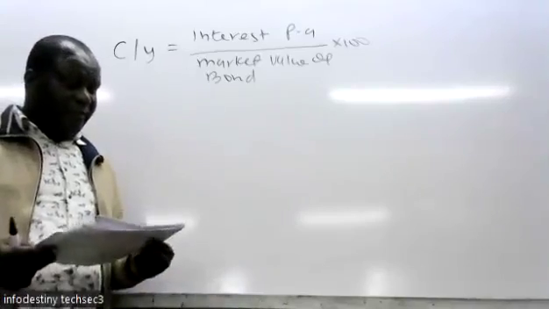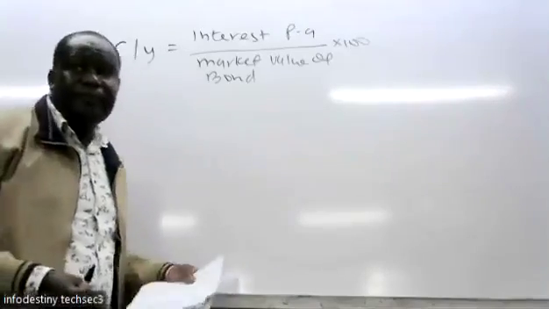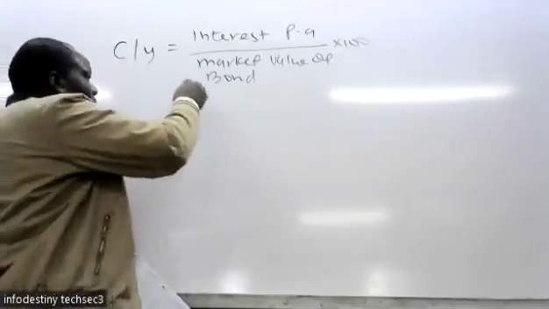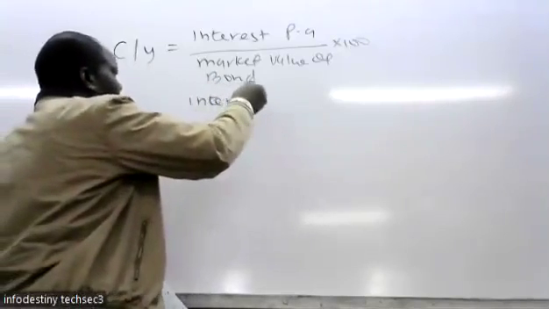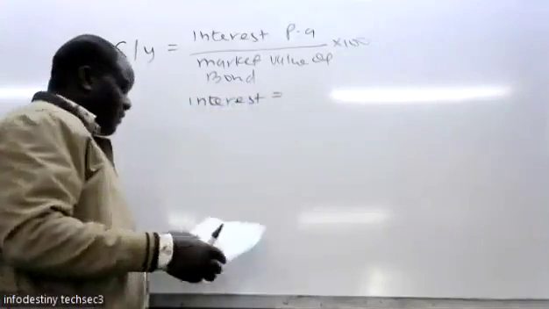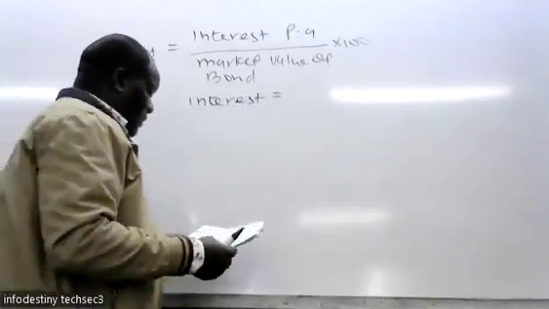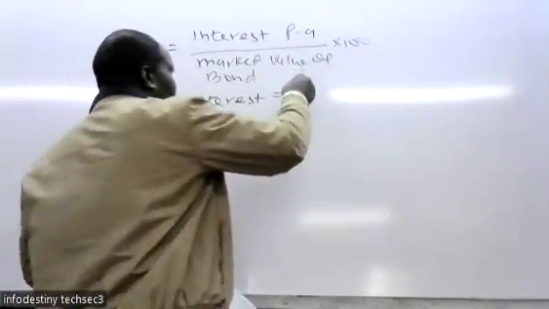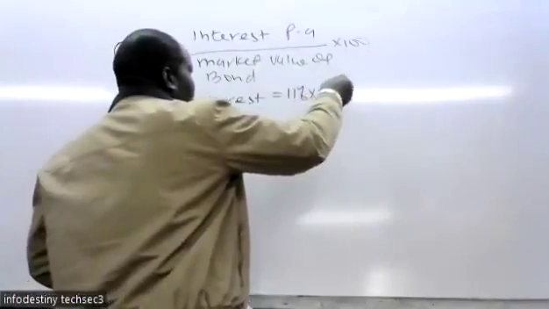So first, we calculate the interest. Interest is normally calculated on the par value. That interest rate was 11%, so it is 11% of the par value.